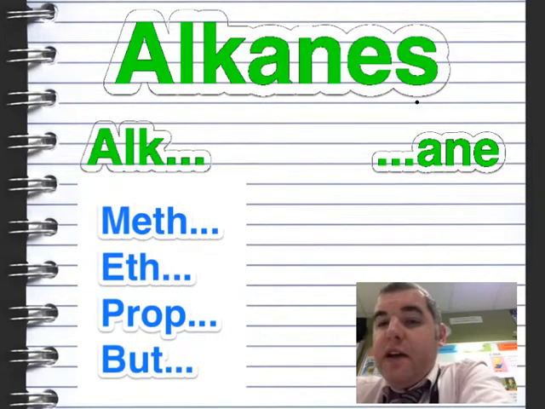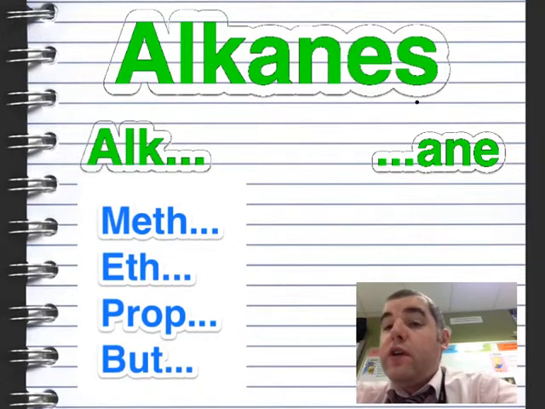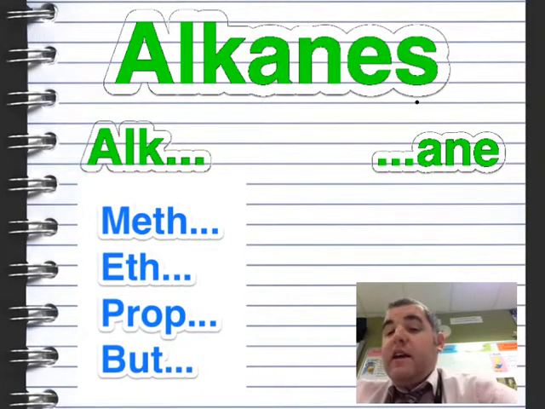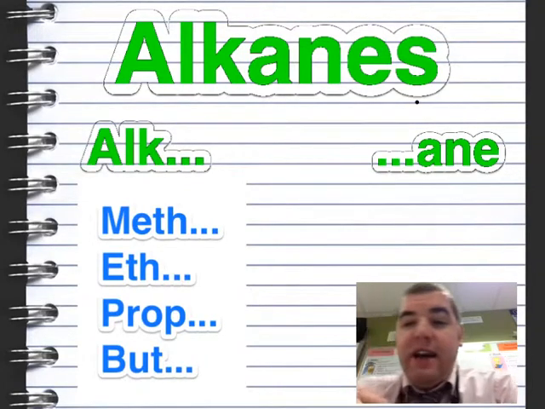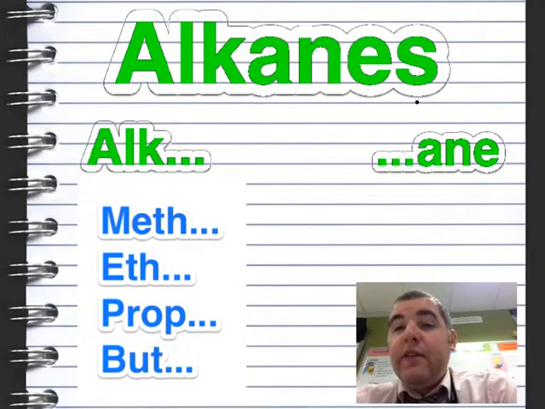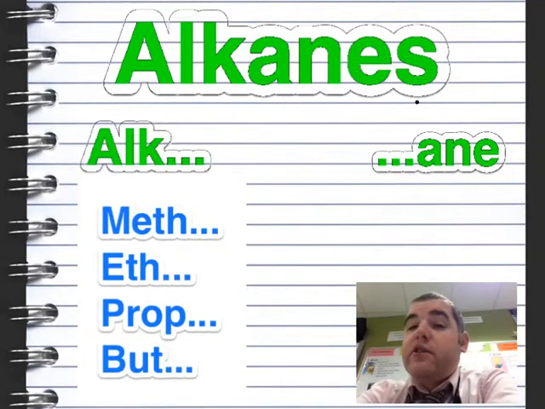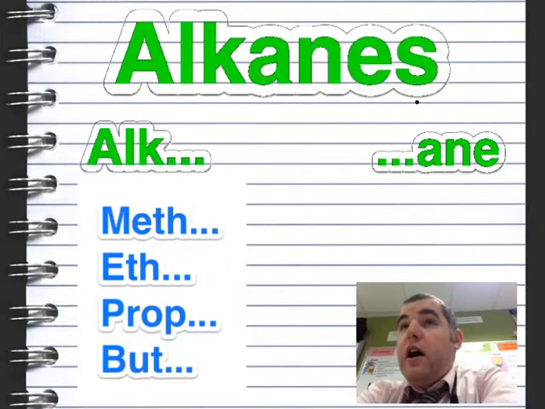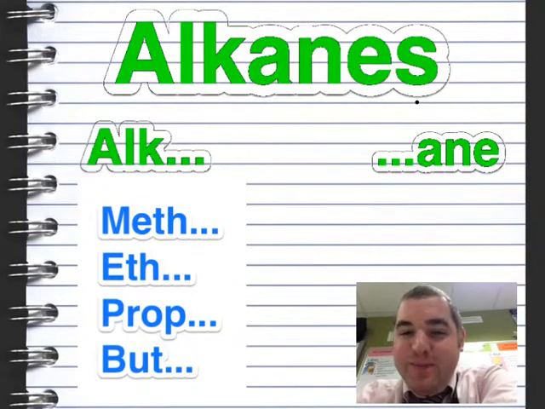Now, after the first four, the next few are relatively straightforward. For 5, it is pentane. For 6, it is hexane. 7, heptane. 8, octane, nonane, and decane for 9 and 10. And that just follows the same as what you will have done in maths about sided shapes. So a decagon has 10 sides. Anyway, there we go.